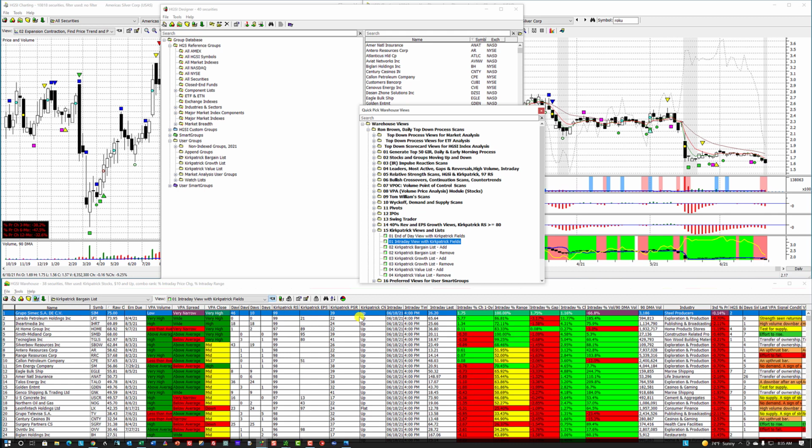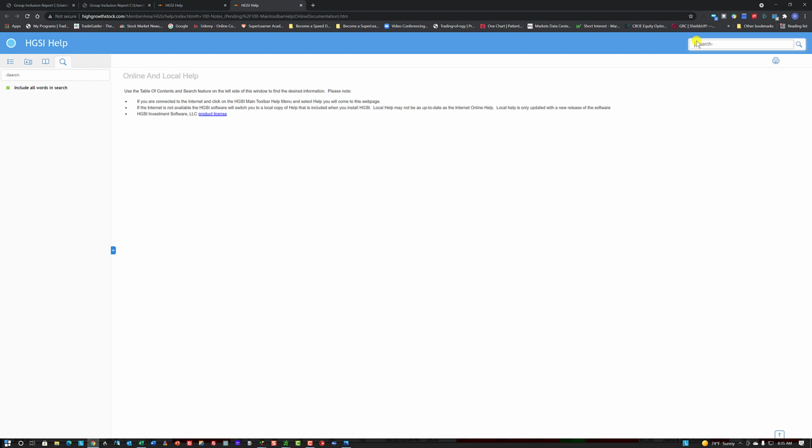and these are the Kirkpatrick fields: relative strength, EPS rank, PSR rank, and chart pattern. And like I pointed out last week, just click your F1 or your help button over here if you want to know about these. Rather than me spending time, just go to help table of contents, type in Kirkpatrick over here.